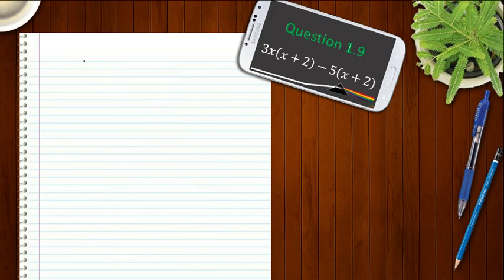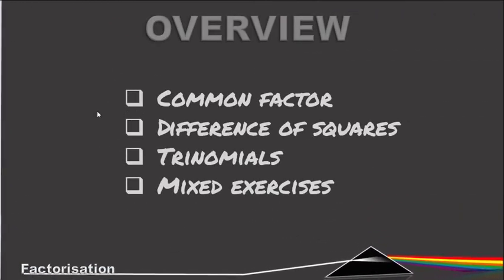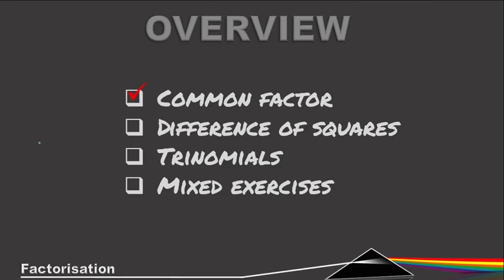Then for question 1.9, we've got 3x times (x plus 2) minus 5 times (x plus 2). So both of these terms contain a bracket that says x plus 2, so I can take that out as my common factor, x plus 2, and then I open my brackets and I have 3x minus 5 left. Right, so those were the common factor questions.